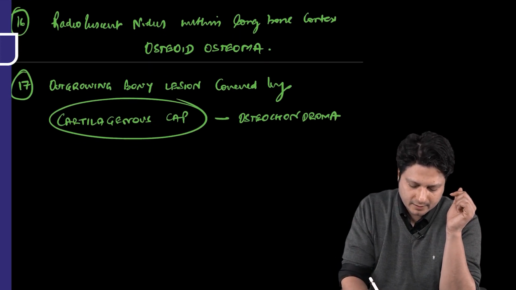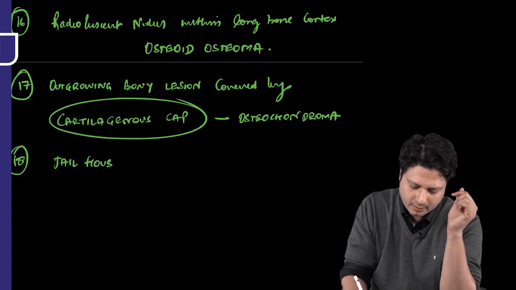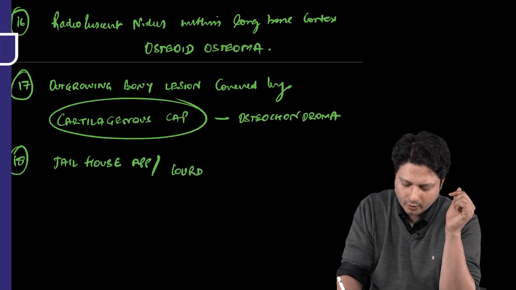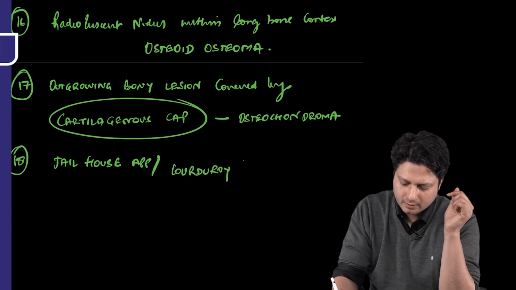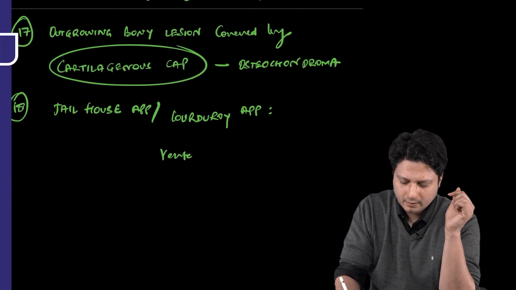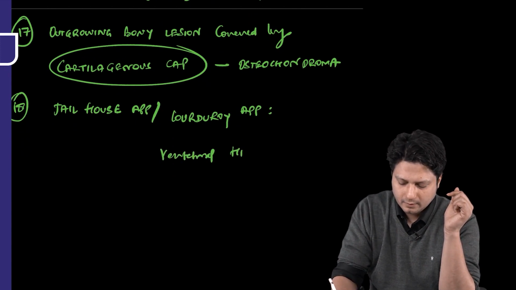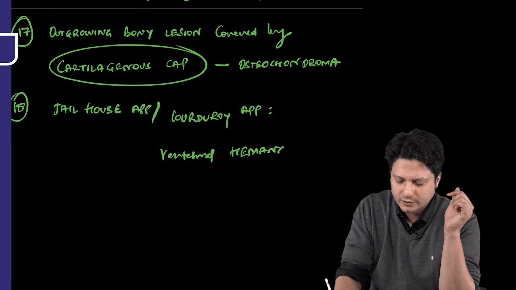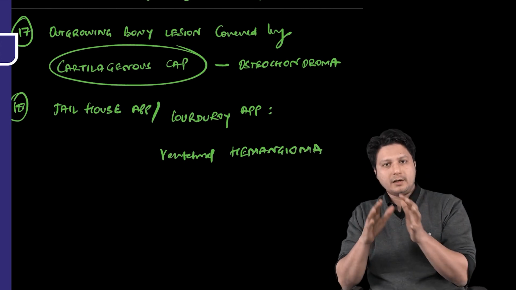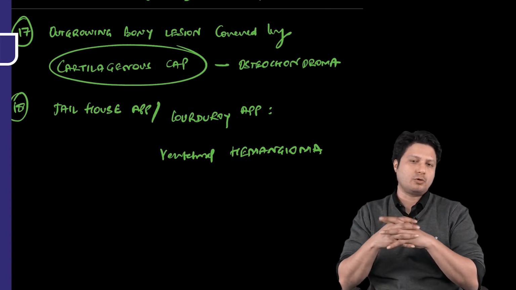And then finally, the jailhouse appearance. The jailhouse appearance, also known by the name of corduroy appearance, is the feature for vertebral hemangioma. So these are the X-ray findings which you have to remember. This is considered to be the most important theoretical table related to this particular topic, that is musculoskeletal tumors of the bone.